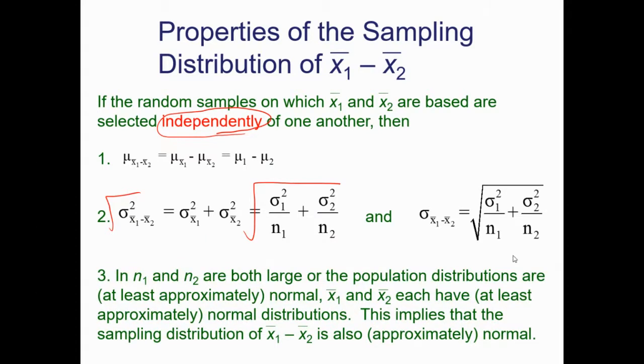And so that's our mean, that's our standard deviation. If N1 and N2 are both large, or the population distributions are at least approximately normal, then X bar 1 and X bar 2 each have at least approximately normal distributions, which implies that the differences will also be approximately normal.